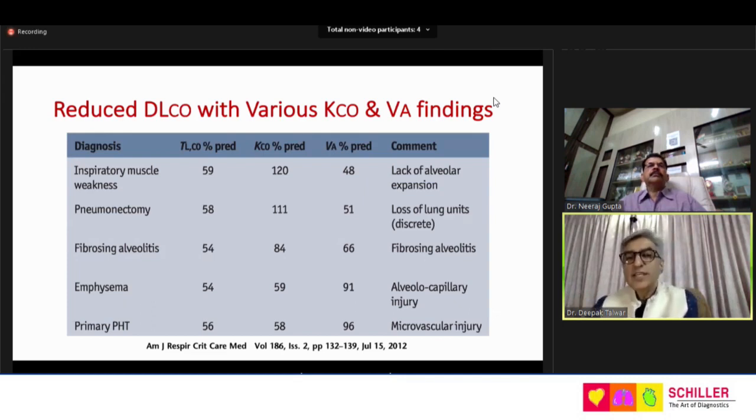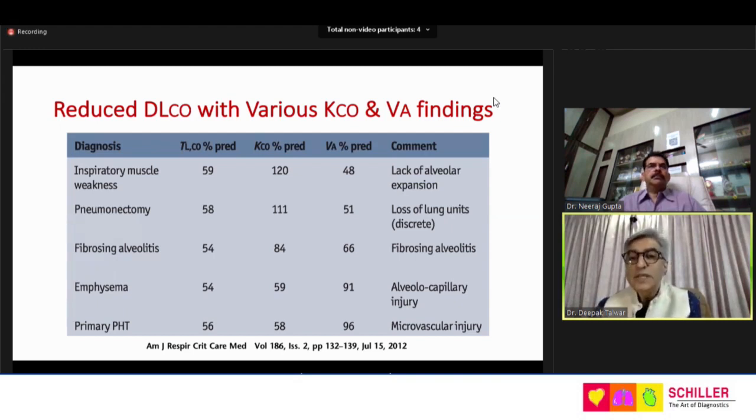So now these are the examples of various diseases, how they affect the KCO versus VA. Now all of them are causing decrease in diffusion capacity. TLCO percent is DLCO percent. So it is decreased in inspiratory muscle weakness. It is decreased in pneumonectomy. It is decreased in ILD. It is decreased in emphysema. And it is decreased in primary pulmonary hypertension. So you can see in all of them, it is less than 60% and it is reduced.